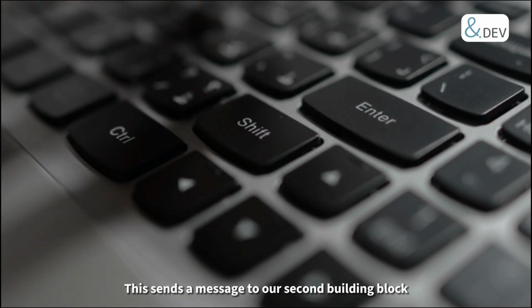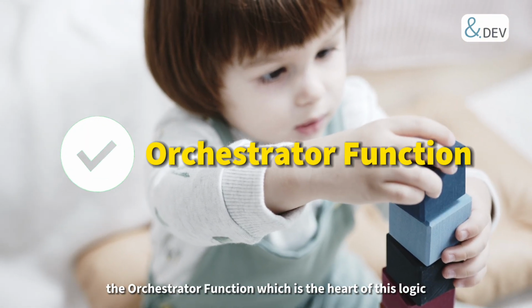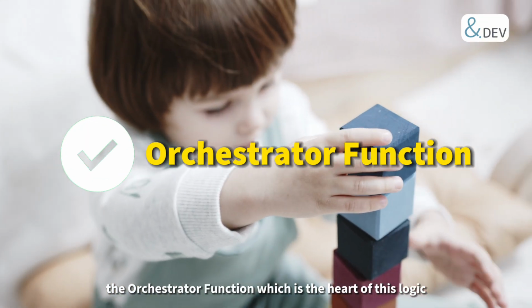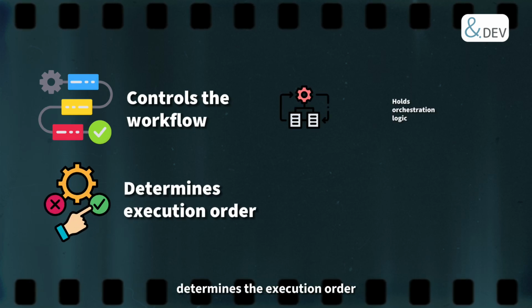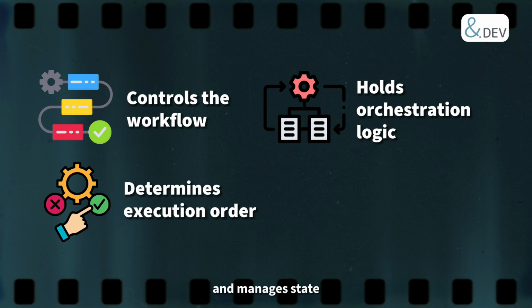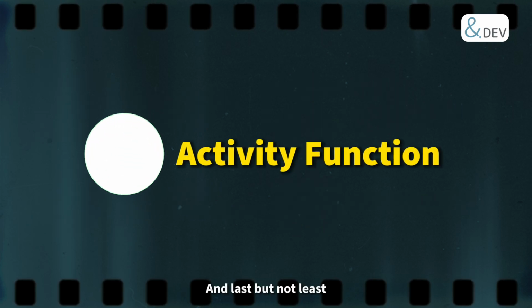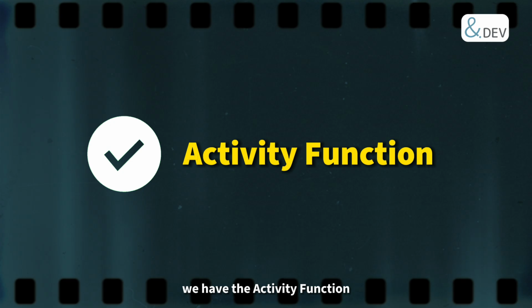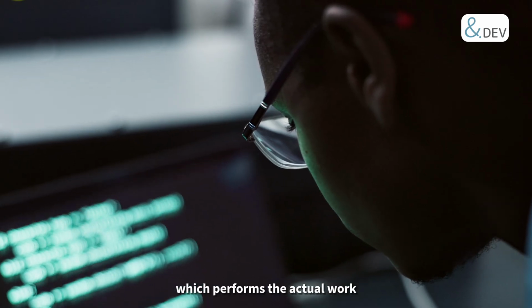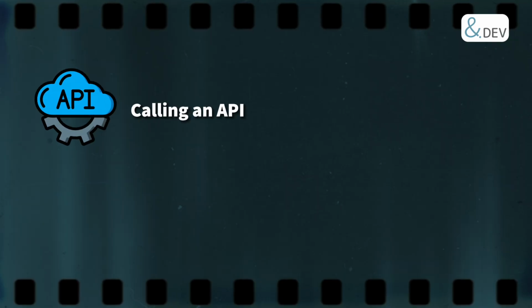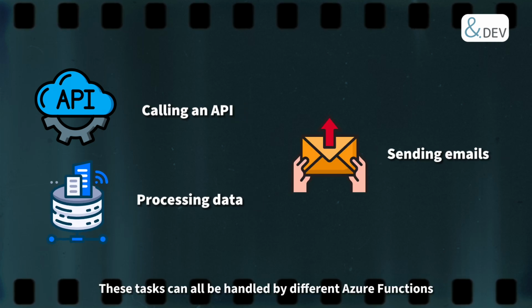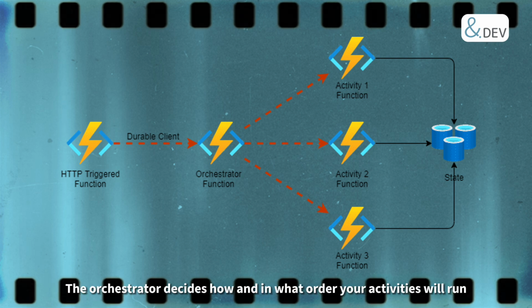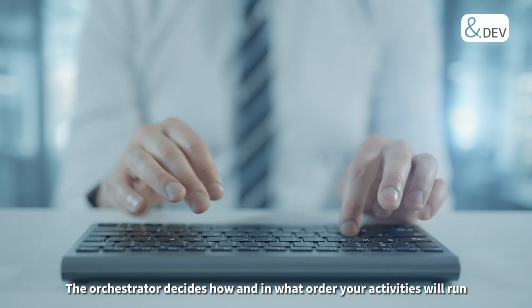This sends a message to our second building block, the orchestrator function, which is the heart of this logic. It controls the workflow, determines the execution order, calls the orchestration logic, and manages state. And last but not least, we have an activity function, which performs the actual work, such as calling an API, processing data, or sending an email. These tasks can all be handled by different Azure functions. The orchestrator decides how and in what order your activities will run.